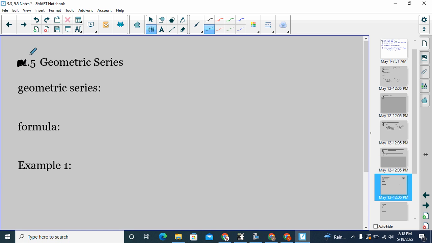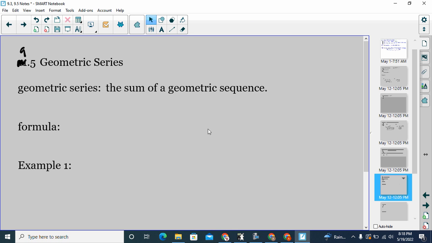Section 9.5 is on geometric series, which is simply the sum of a geometric sequence. The formula for a geometric series is right here. S sub n is equal to a sub 1 minus a sub 1 times r to the n, all over 1 minus r.